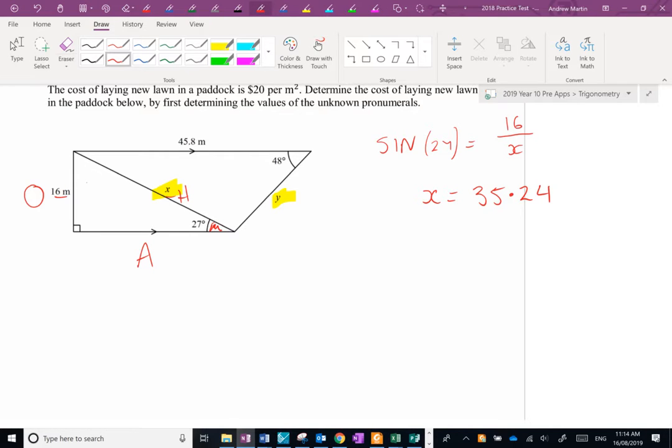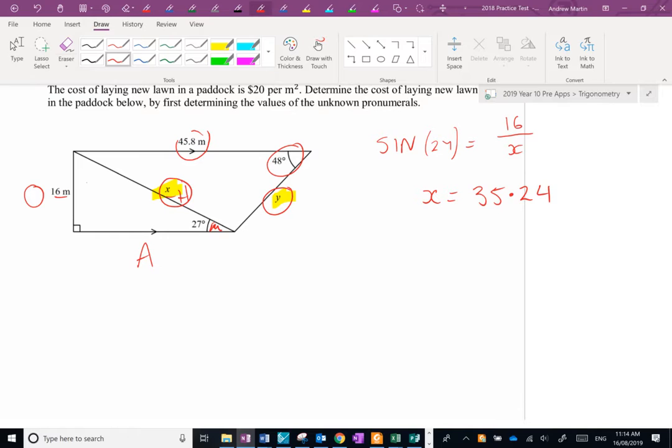Now that I've got x, I should be able to figure out y. And just looking at what I've got, now I know what x is, I know this side, I know this angle, and I'm looking for this. So I think we're going to have to use the cosine rule for this one. The way I know that is I've only got one angle and three side lengths.